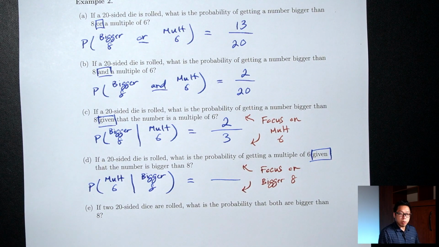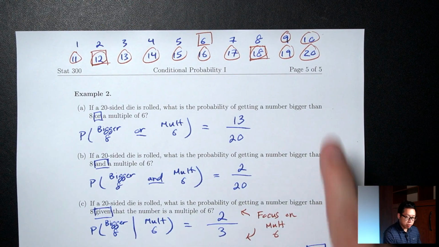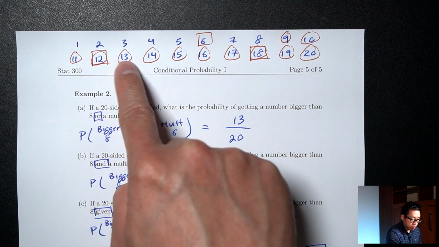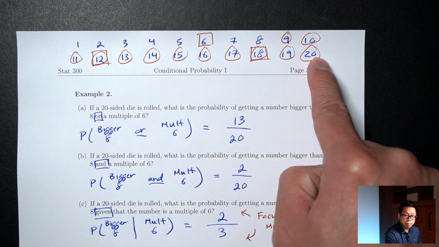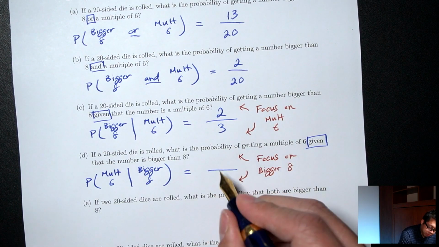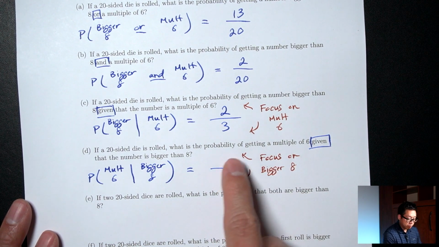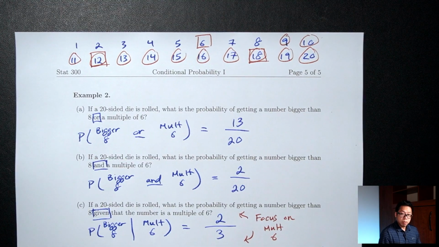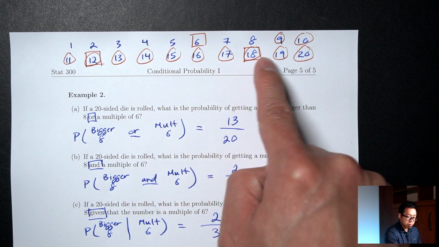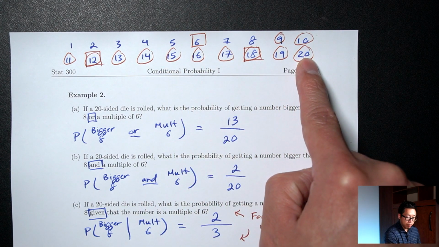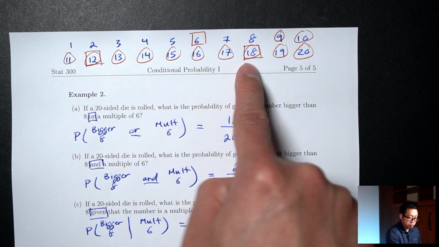So focusing just on the numbers bigger than 8, how many are there total? Bigger than 8 are my circles, so focusing just on my circles, how many are there total? So 1, 2, 3, 4, 5, 6, 7, 8, 9, 10, 11, 12. And then still focusing just on my bigger than 8s, how many of them are multiples of 6s? So my bigger than 8s are the circles, so focusing just on the circles, how many of those are multiples of 6s, which are the boxes? Focusing just on the circles, how many of those are boxed? Just 2.